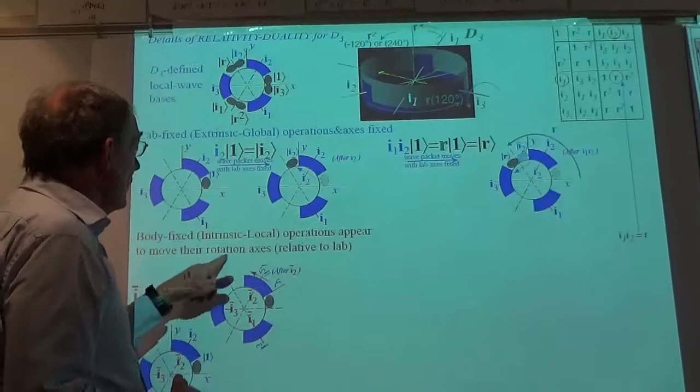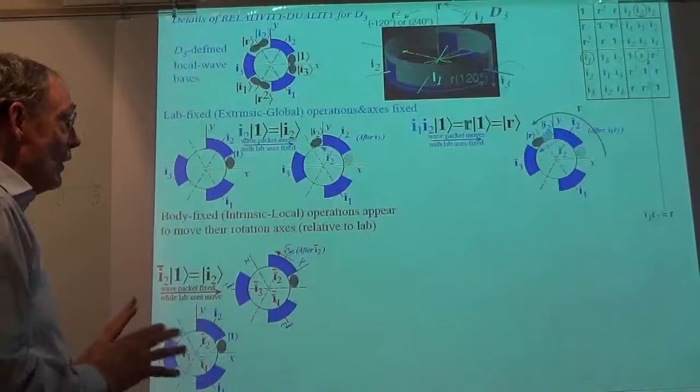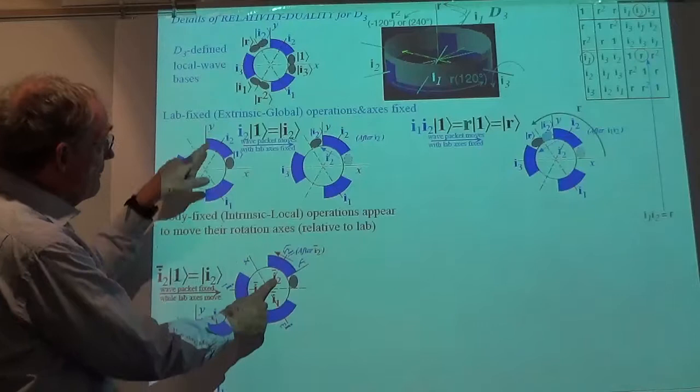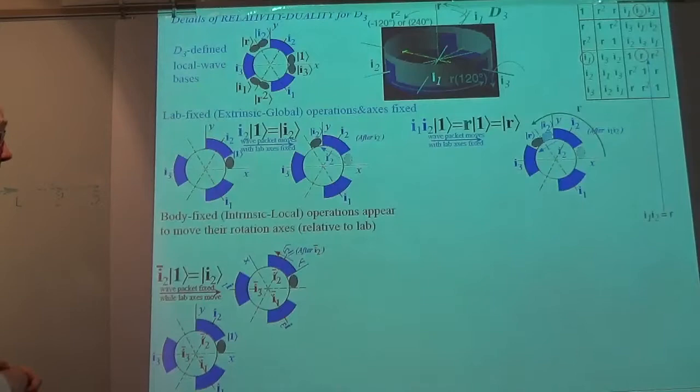They appear to move their axes relative to the lab. But the way they see it is not that at all. When I2 axis, you see, they're supposed to be lined up in the original state, so the I2 bar operator is lined up right now with I2. It's not going to stay there. Well, this time it is, because the I2 is the one I'm going to do, and I2 doesn't change it.